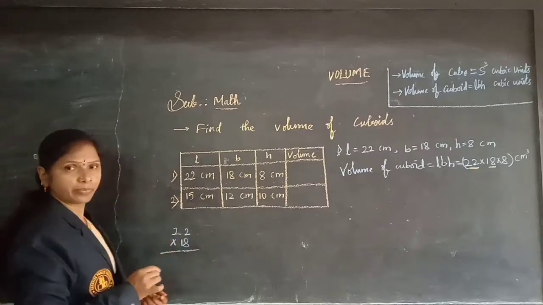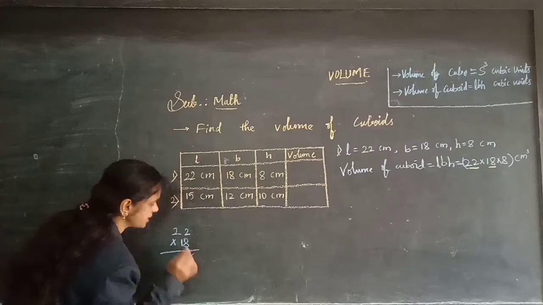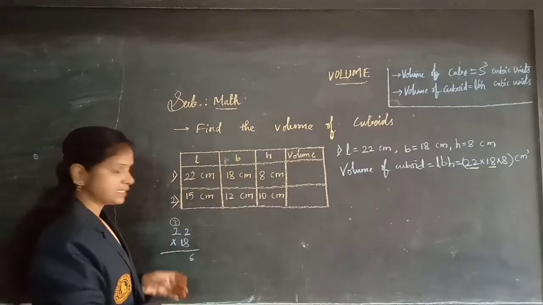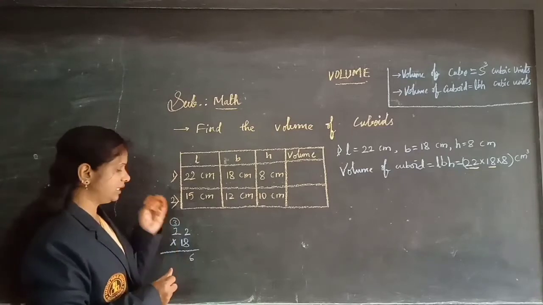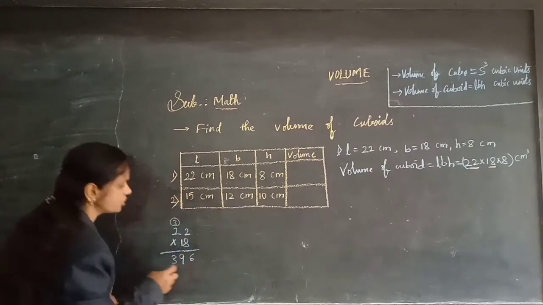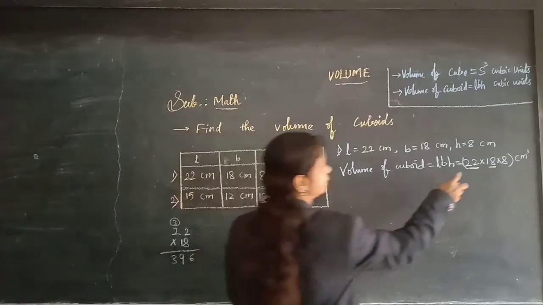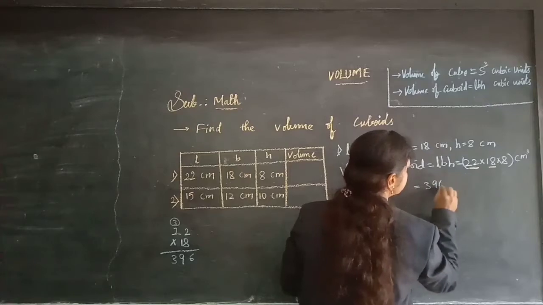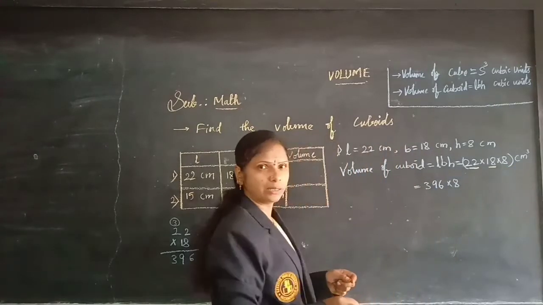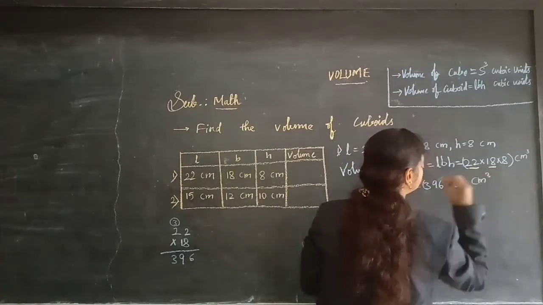18 twos are 36, children. 6 and 3 carry. Now 18 twos are 36, 36 plus 3 is 39. So when I multiply 22 into 18, I get 396. Still one more 8 is there to multiply, so 396 into 8 centimeter cube.